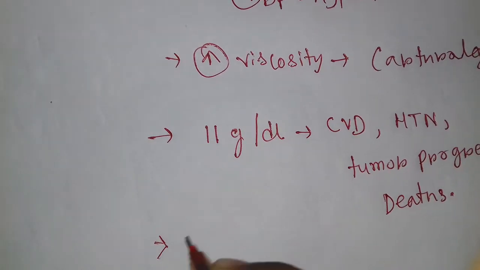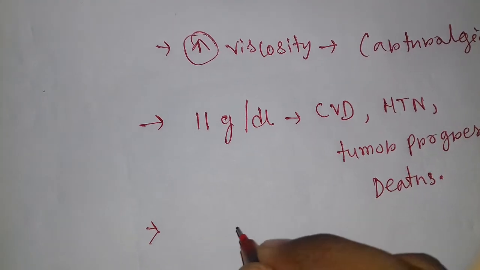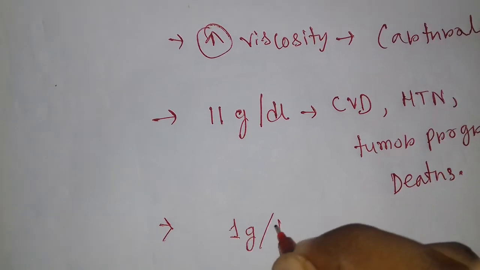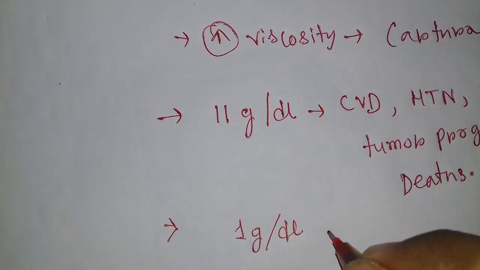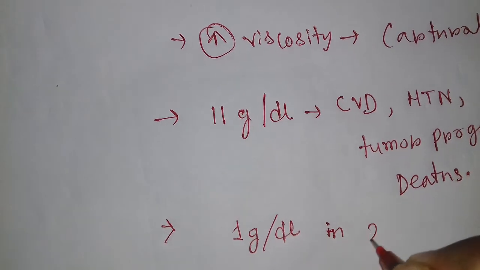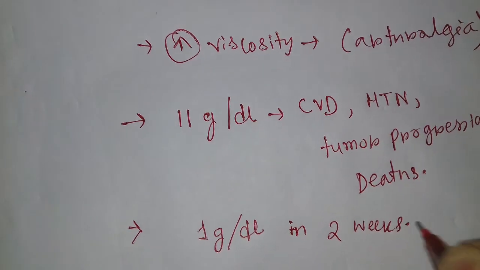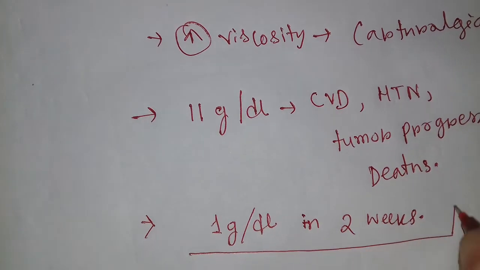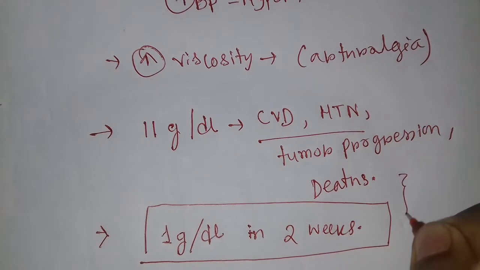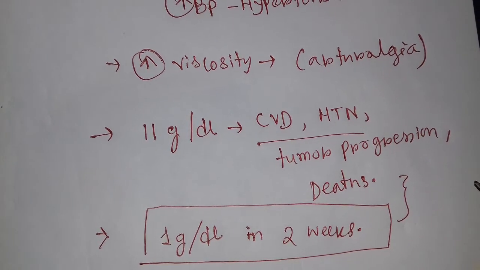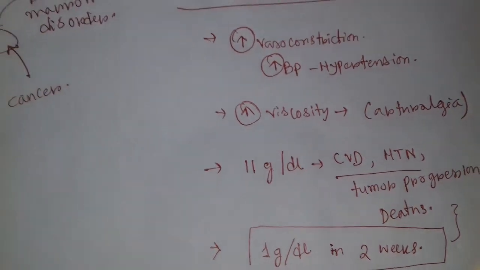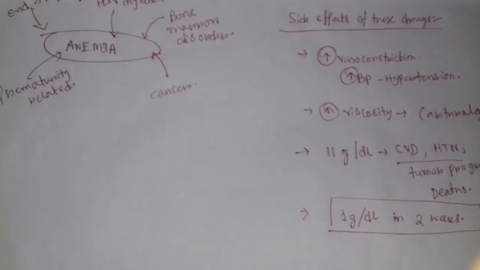And it is suggested in the therapy that there must not be a 1 gram per deciliter or more increase in the hemoglobin level during the therapy within 2 weeks of time. And if this occurs or any symptoms occur, the therapy has to be stopped immediately or discontinued. So this was all about the erythropoietin.